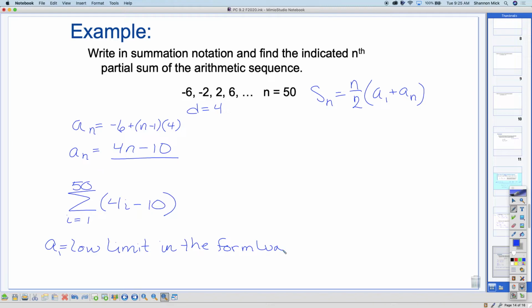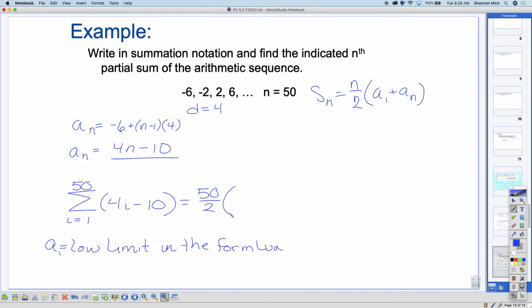Got it? Okay, so I need n over 2. So from 1 to 50 is how many things? 50. Not gaps, things. Does that make sense? Yeah. So if I had 2 to 50, how much would that be? 49. Subtract 50 minus 2 is 48, right? And then add 1 back, because we're counting things, not gaps. When you subtract, you count gaps. Okay, so 50 over 2.